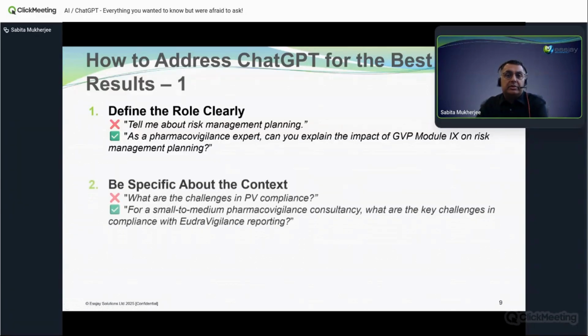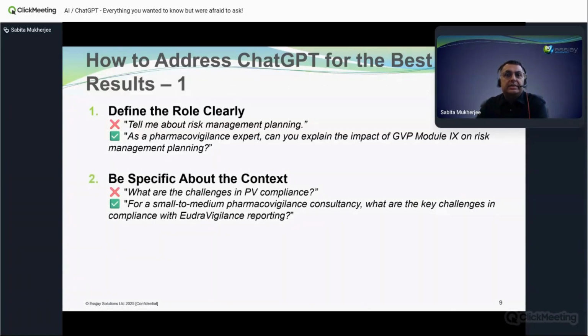Be specific about the context. So provide details, ensuring a more relevant and tailored response. So rather than saying, what are the challenges in PV compliance? You could ask, for a small to medium PV consultancy, what are the key challenges in ensuring compliance with vigilance reporting? So here it's all about setting the context, setting the framework in which ChatGPT needs to operate.